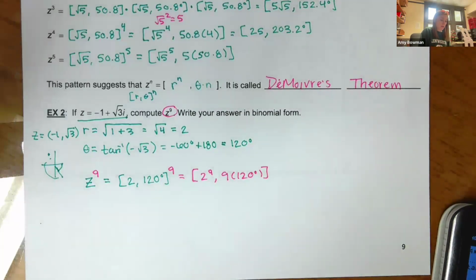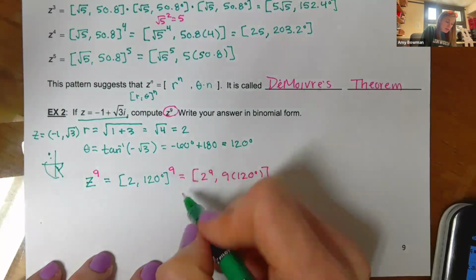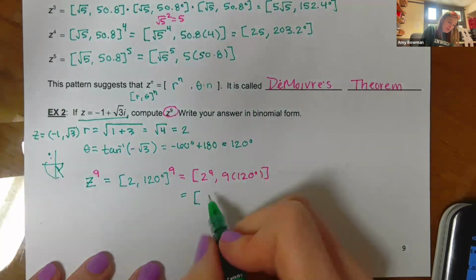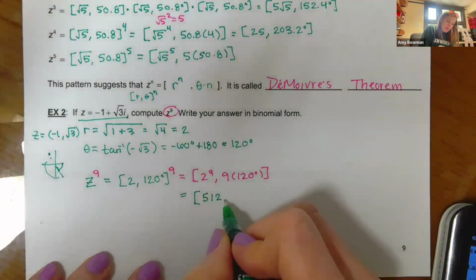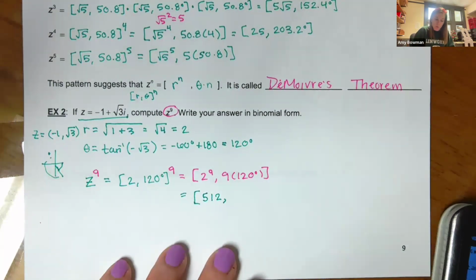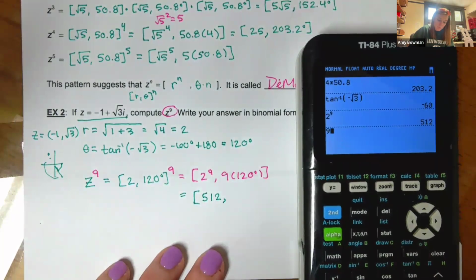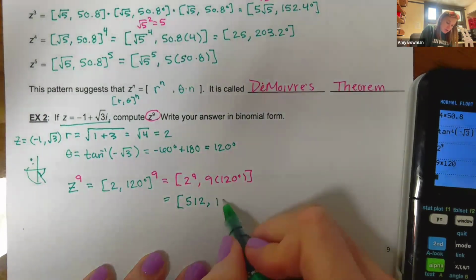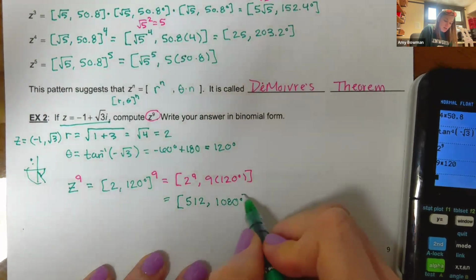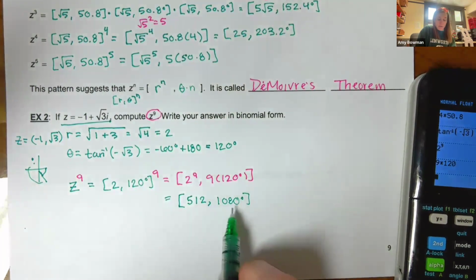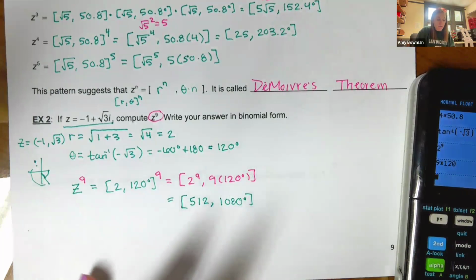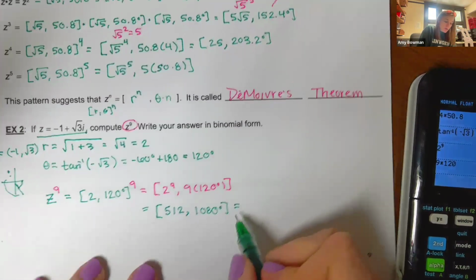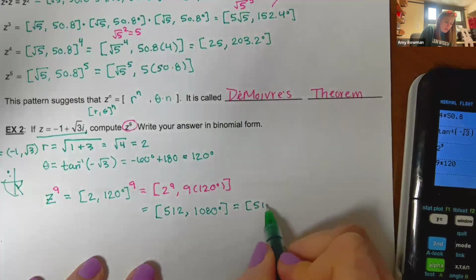So this is applying de Moivre's theorem. 2 to the 9th is our result. So 2 to the 9th, that's 512. And then 9 times 120 is 1080. So 1080 degrees. This value of theta, I'm not a huge fan of. Let's get that down to between 0 and 360. So our R value at 512, there's nothing wrong with that.